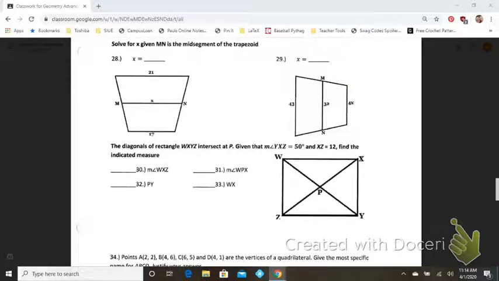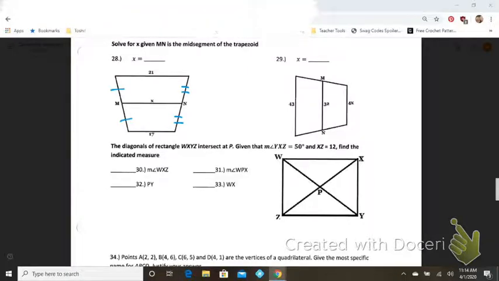We are told that MN is the mid-segment of these trapezoids. Remember, a mid-segment of a trapezoid connects the midpoints of the two legs. Those are congruent. Those are congruent. But maybe more importantly, we know how to find the mid-segment. I'll put that formula up towards the top here. The mid-segment is equal to half the sum of the bases.